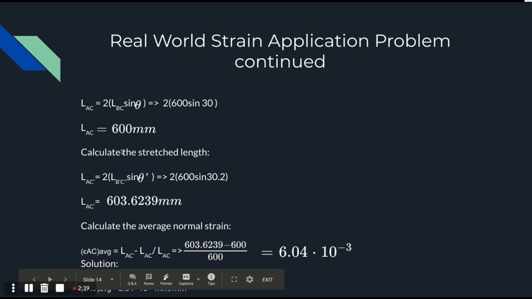So right here, first we calculate the length of AC, and we get 600 millimeters, and then we calculate the stretched length, which becomes 603.6239 millimeters. And then we calculate the average normal strain by doing the final minus the initial over the initial, and you get 6.04 times 10 to the negative 3 millimeters per millimeter.